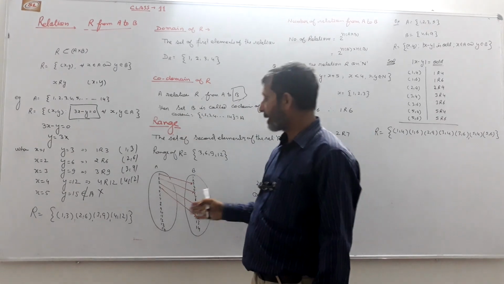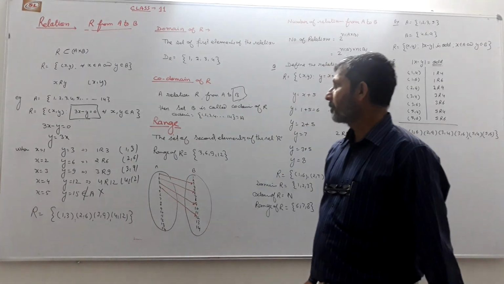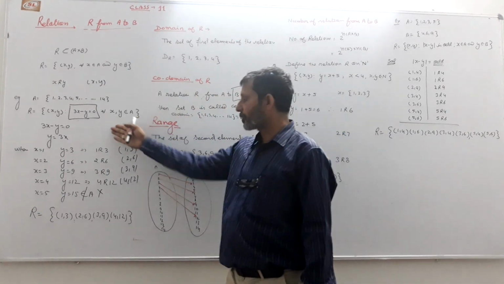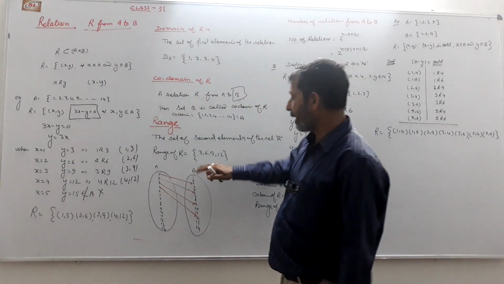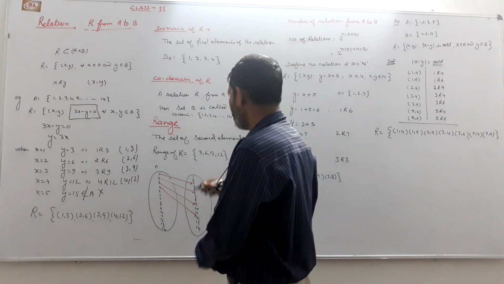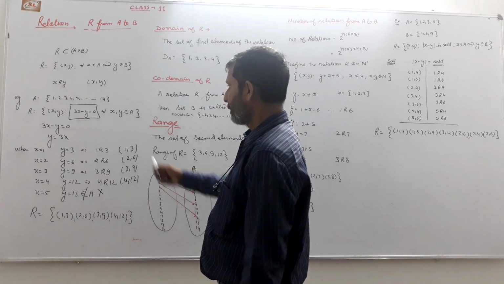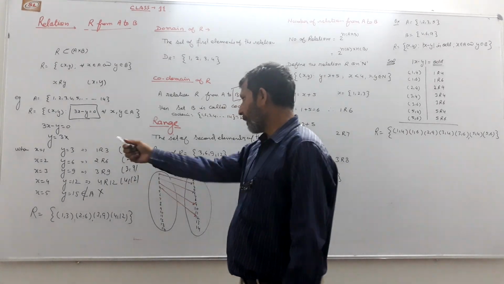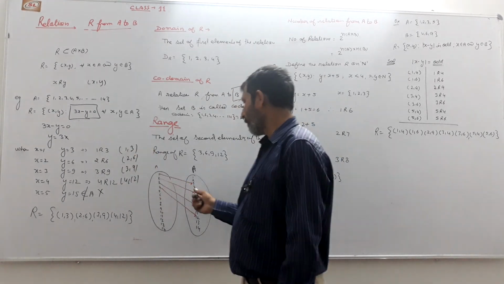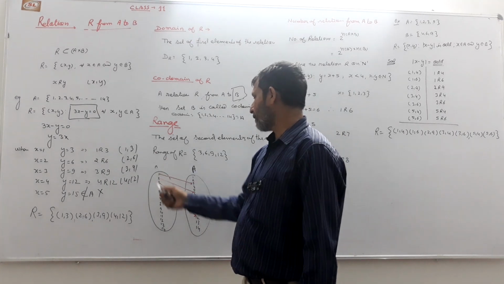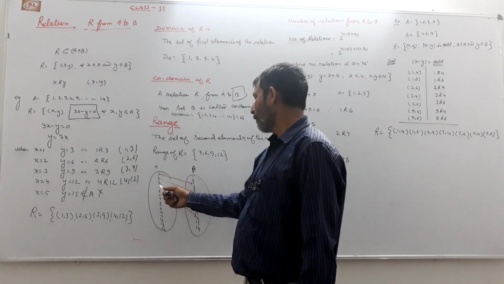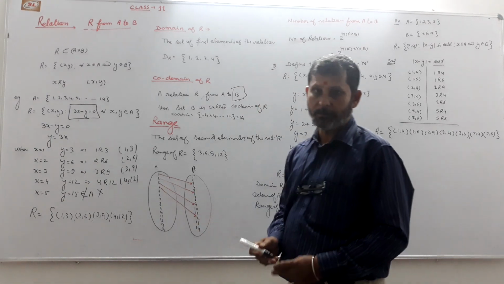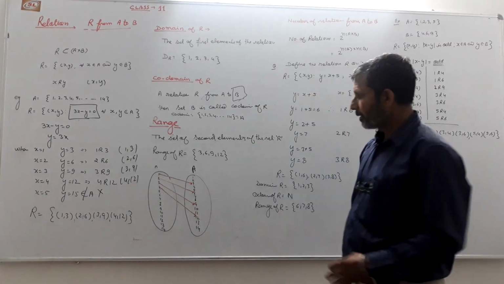And the whole second set is known as the codomain. And how can we represent this relation in an arrow diagram? From set A to B, you write all the elements of A and B, and according to this, 1 is related to 3, 2 is related to 6, 3 is related to 4, and 3 is related to 9, and 4 is related to 12.